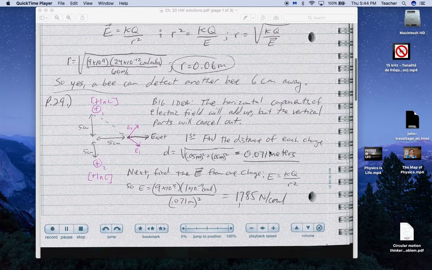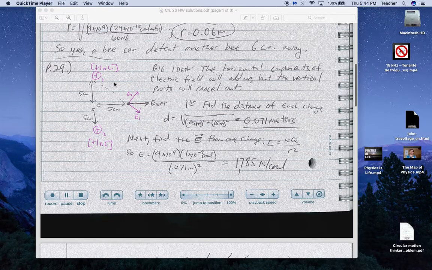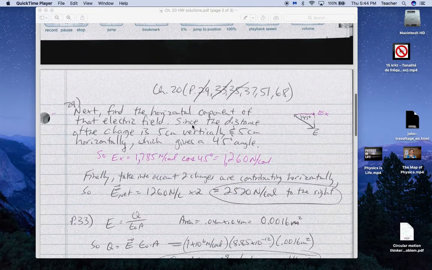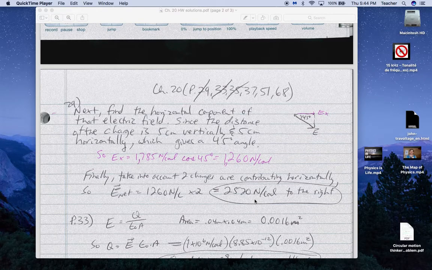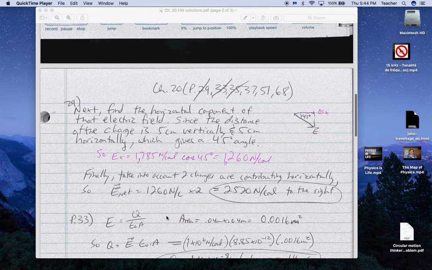Problem 29 we went over in class. Unfortunately I did that on 2 pages. So here's the setup with the picture. We get the electric field caused by each of the individual charges, and then the net electric field is going to the right. So we add up the horizontal parts, we cancel out the vertical parts. We need to use this hypotenuse as the distance to determine the electric field from each one. And it comes out to be about 2,500 newtons per coulomb overall. So sorry about that being split on both pages. You may want to go back and look at that.